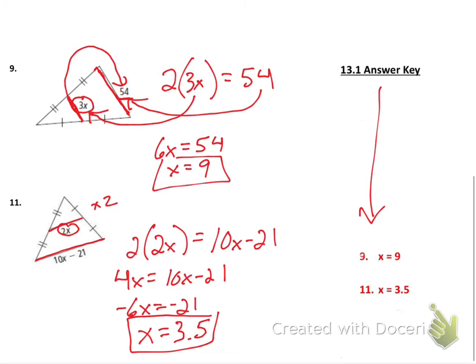That's your final answer. So for 9, I got 9, and for 11, I got 3.5. And that's all we have.